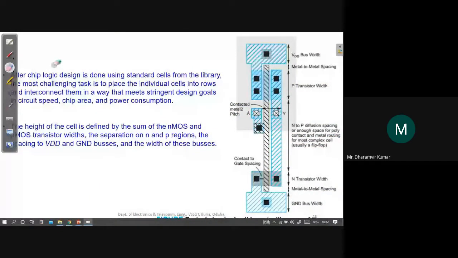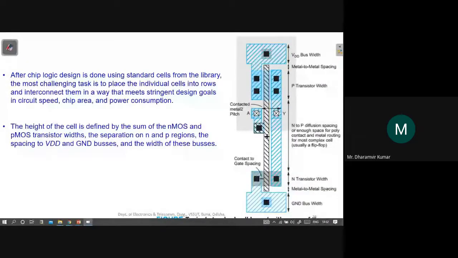Okay, so I have given one example. Look here. This is the layout of an inverter. I am writing here, so you should not get confused. What is layout? I have used this term many times. Layout of inverter.